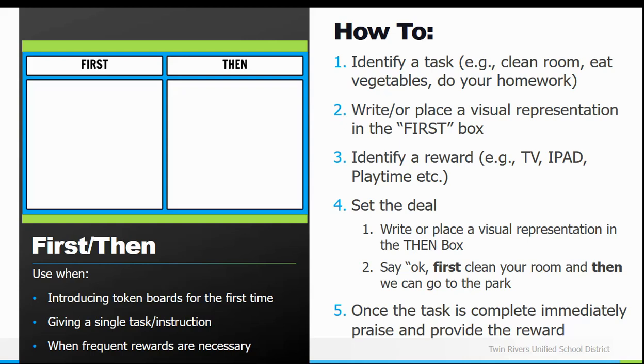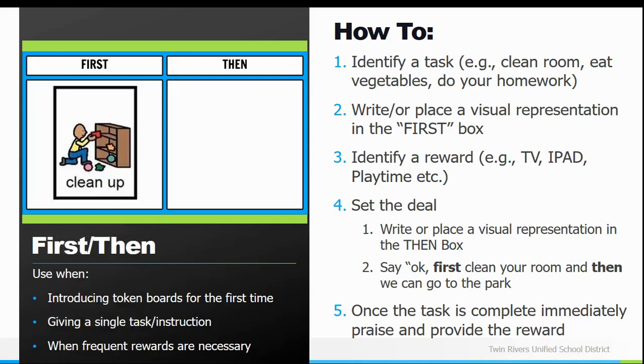You would say, okay, what are we going to do today? We need to clean up our room. And you put that on the first side of the board. Then you identify the reward, which we'll use playtime, and you put that on the other side of the board. Then you would say to your child, okay, first we need to clean our room, and then we can go to the park. Once the task is complete, you want to make sure you immediately praise them for doing a good job, and then provide them with the reward.